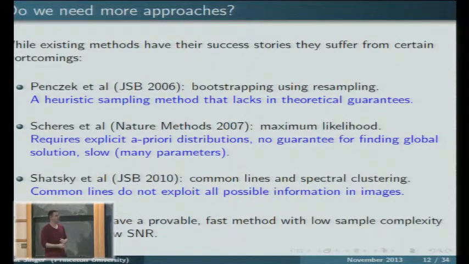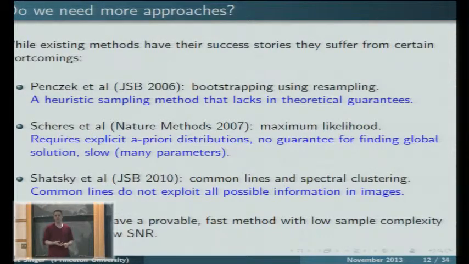The method of common lines, the problem with that is it actually does not exploit the entire information in the images. It only looks at the consistency on the lines themselves. So instead, we'd like to come up with an algorithm or a method that first of all, provably will find us the conformations, their number, that we can reliably detect from the noisy data set.